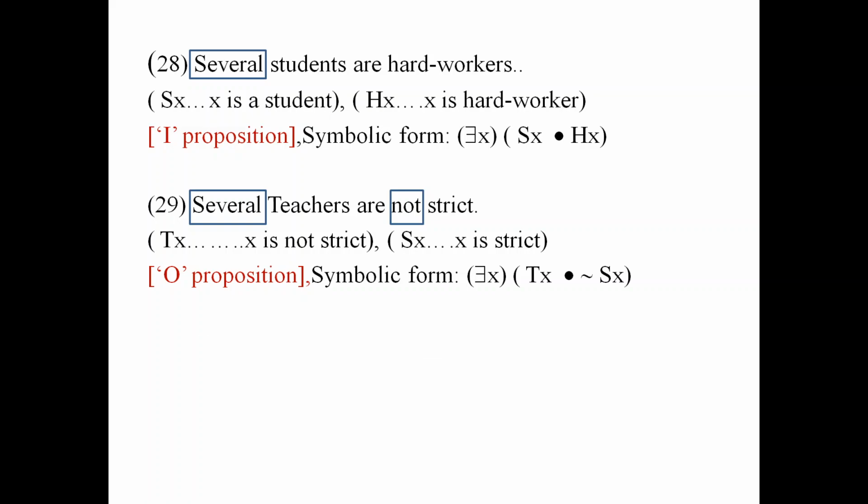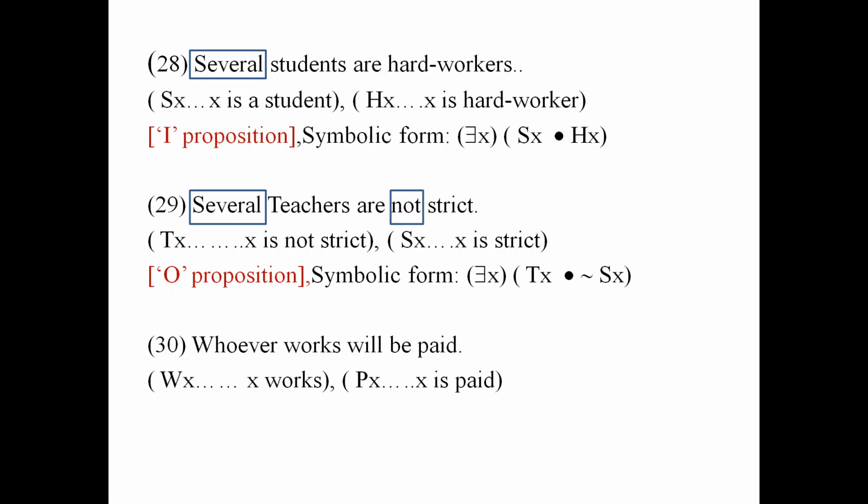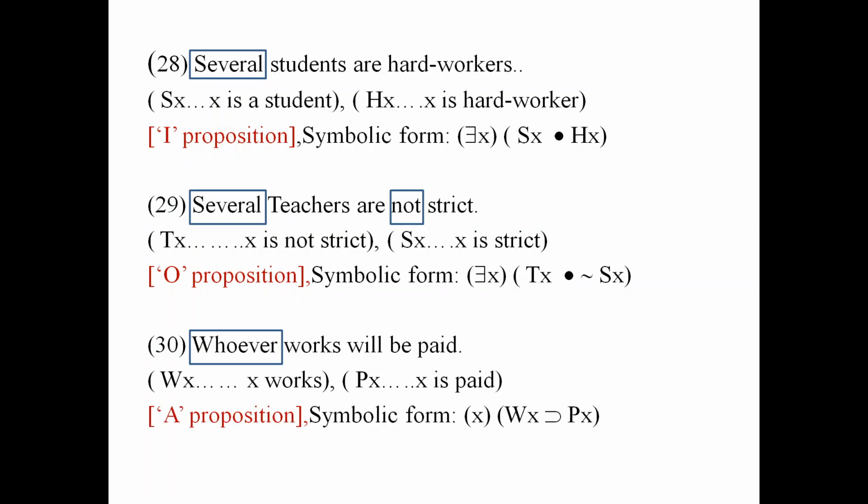30th, whoever works will be paid. Here the word whoever is used with two classes, so it's an A proposition, and the symbolic form will be universal quantifier phi x horseshoe psi x. So phi will be replaced by W, psi will be replaced by capital P. The written expression will be universal quantifier Wx horseshoe Px, which will be read as given any x in the class, if x is a worker then x will be paid. Now we come to the next.